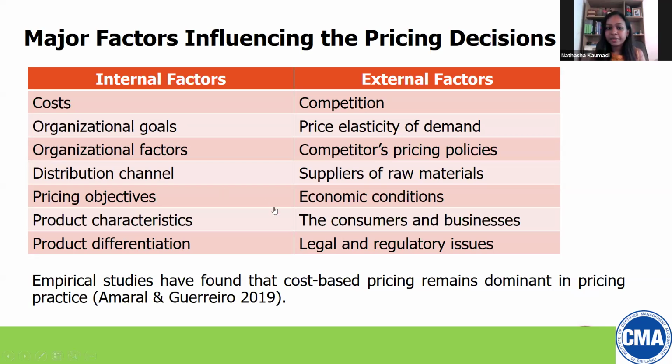What about external factors? What is the main external factor? Competition. If you decide your product as 100 rupees and the same product can be purchased from other competitors at 95 rupees, your product demand would be less because your product is expensive compared to the other products in the market. So competition is very important, right? Competition you have to consider.